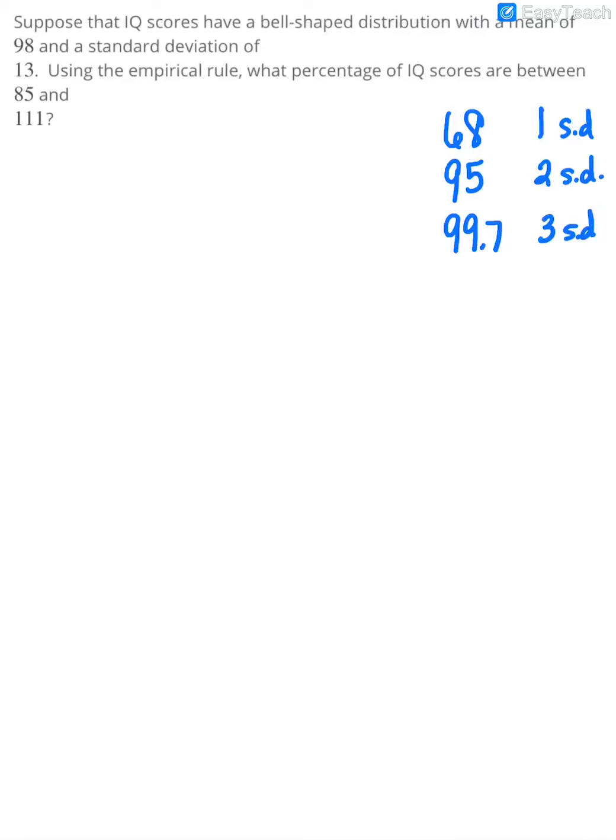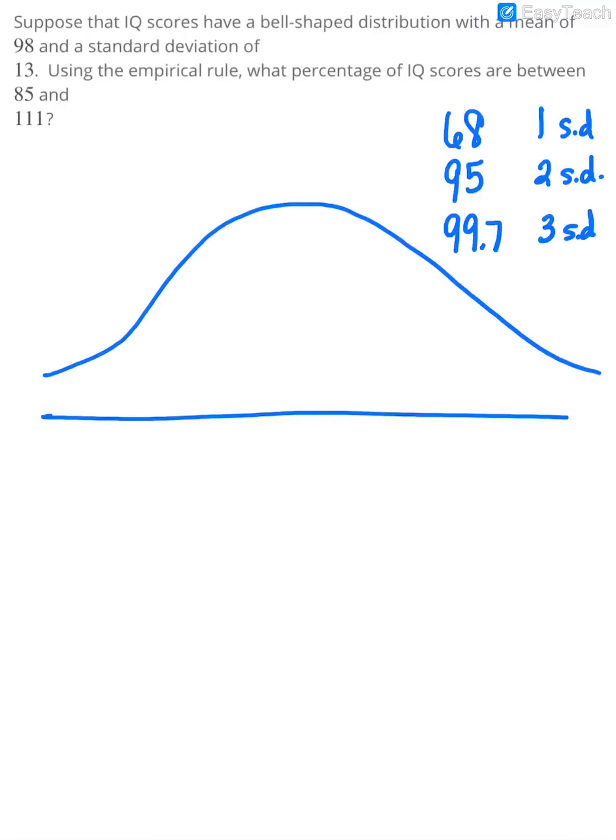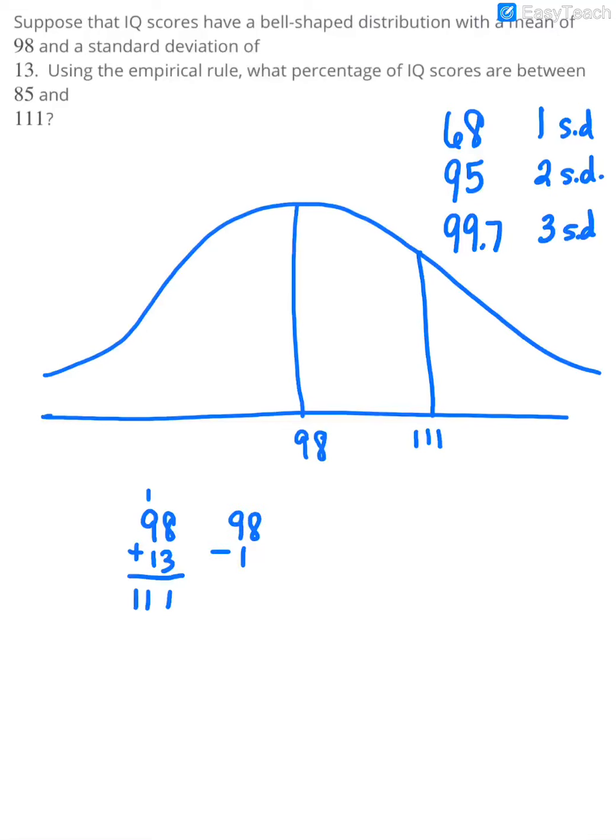So when we apply this empirical rule, if they tell us something such as, suppose that IQ scores have a bell-shaped distribution, so here's my bell shape, with a mean of 98, so that would be right in the center, and a standard deviation of 13. Now, if we take 98 and we add 13, that would put us at 111 at the cutoff point here. And if we take 98 and we subtract 13, then that would put us at a cutoff point of 85.